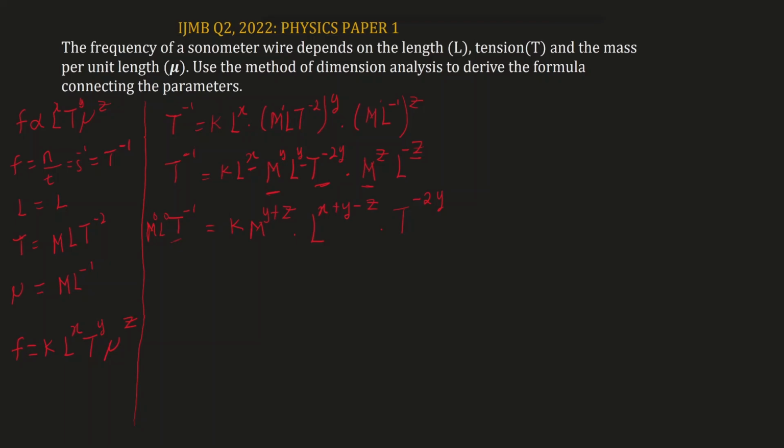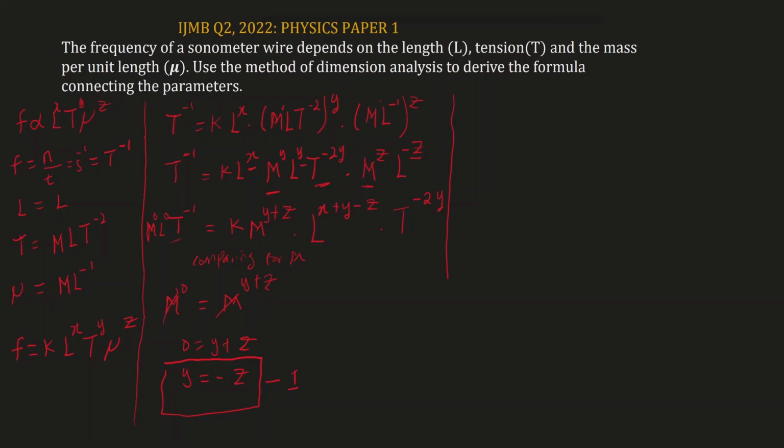Now the next thing for us to do is to compare the left-hand side and the right-hand side. So starting with M, comparing for M, M to the power of 0 is going to equal M to the power of Y plus Z. So this cancels this. 0 equals Y plus Z. Then we can say that Y equals negative Z. Okay. So let's call this our first equation. Let's make this equation 1 because we cannot solve further from here.